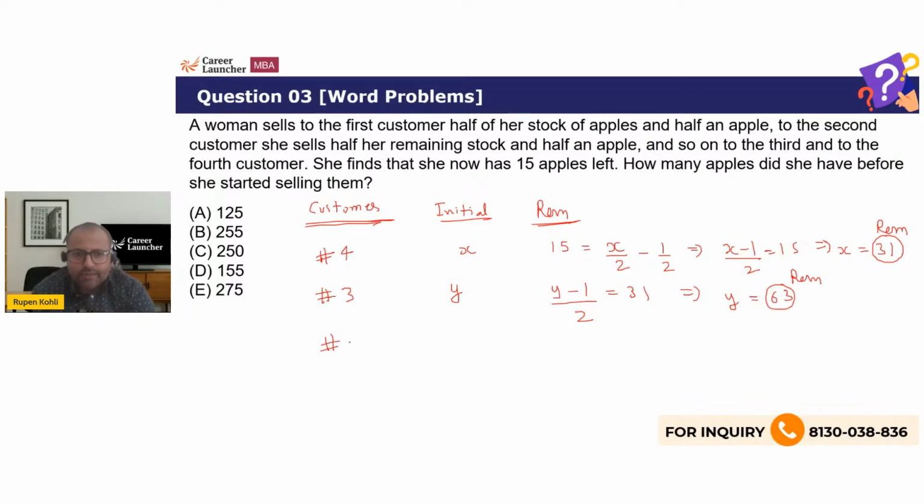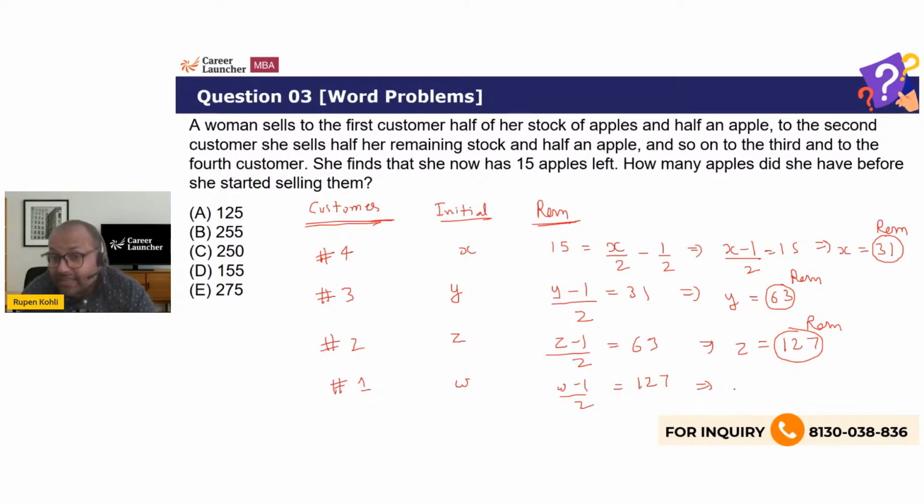Before giving to the second customer, let's say she started with Z apples, she was left with Z minus 1 by 2. Same loop, and that equals 63. So therefore Z is 63 times 2, which is 126, plus 1, 127. Again, finally, the last step, this was the remaining number of apples before giving to the first customer. So let's say before giving to the first customer, the initial number of apples was W. So W minus 1 over 2 is this 127. So finally, we are getting that W minus 1 is what?